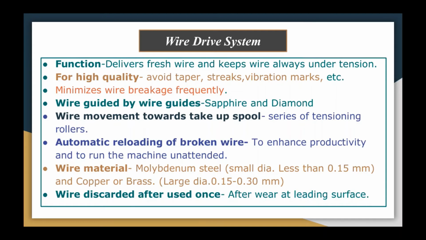If this wire tension system is not there, the wire may touch the workpiece surface and may bend, so it may generate taper, streak or vibration marks on the workpiece surface. To avoid such taper, streaks and vibration marks, and to get a high quality machined surface, a better wire tension system and also a wire guiding system are required. So it minimizes frequent wire breakage, and the wire is guided by the wire guiding system.